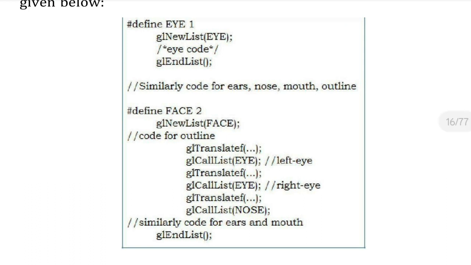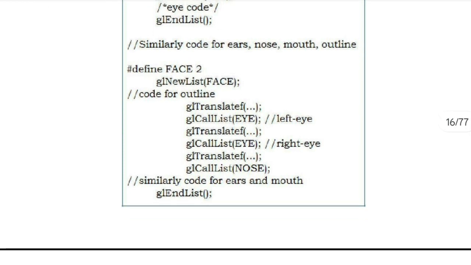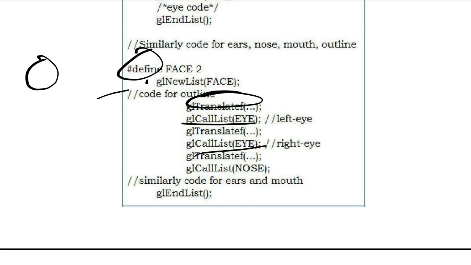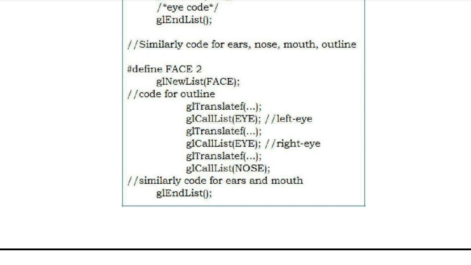So for that, what we will be doing, we will be defining different lists. So for the list of eye, we will be writing the eye code here, then we will be ending list. Okay, you also write this much only, it's sufficient. For the face, what we will be defining, we will be translating it into the left position, we will draw an eye, then we will translate to the right position, we will draw an eye, and after that we will be drawing a nose as well. Okay, in the same way we will draw for the ears and the mouth, and then we will end the list.